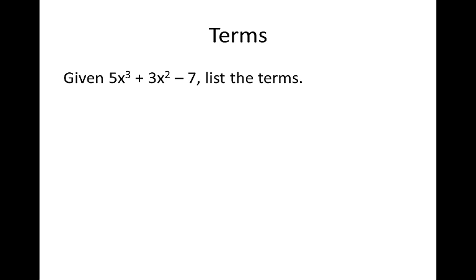So just some vocabulary terms. If we want to list the terms of 5x cubed plus 3x squared minus 7, the terms are separated by a plus or a minus. So simply put, the terms are 5x cubed, 3x squared, and a negative 7. Those are the terms.